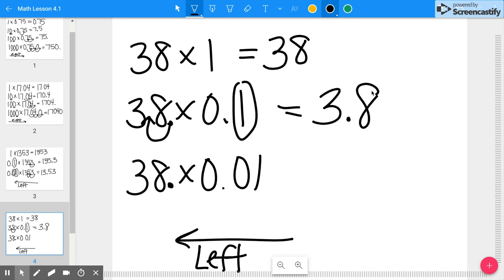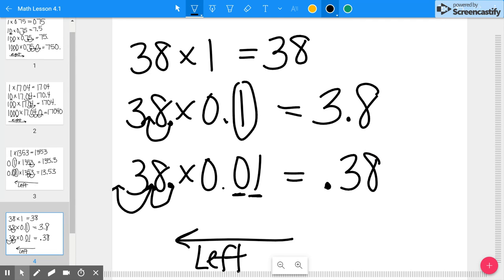I want my answer, my product, to get smaller each time. So if I look at 100th times 38, I'm going to count how many numbers I have after the decimal point. I have 2. So I'm going to move my decimal point once, and I'm going to move it twice. So my product is decimal point 38.